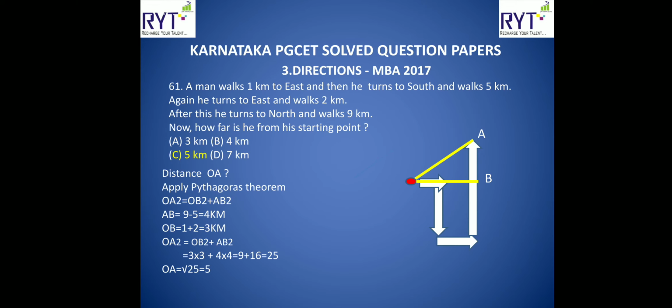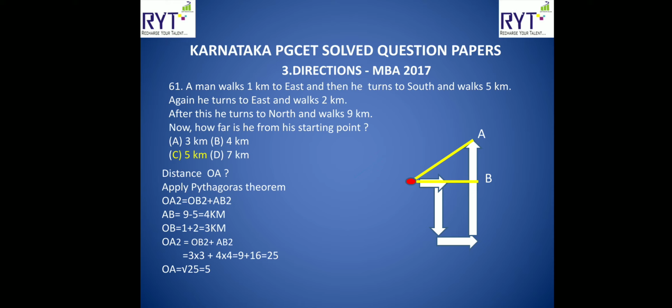Let us have the next question, that is MBA 2017. A man walks 1 kilometer towards east. So from point O he started, he walks towards east 1 kilometer and then he turns to south, that is down, and walks 5 kilometers. Again he turns to east. From there again he takes a left and walks 2 kilometers. After this he turns to north, that is upwards, and walks 9 kilometers.